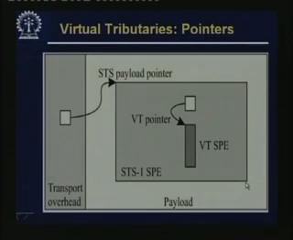And as I said, these are identified through a pointer. So, we have this transport overhead. We use some columns out of those 87 columns we have, and then we put a pointer, which gives the STS payload pointer. Then there is a VT pointer, the virtual tributary pointer, and this much is the VT SPE within the overall STS-1 SPE which is the payload.